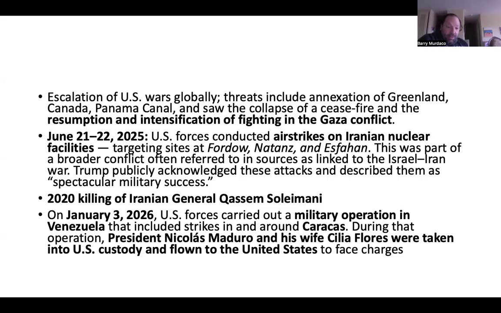On January 3rd of this year, U.S. forces carried out a military operation in Venezuela, including strikes in and around Caracas. Of course, during this operation, the president, Maduro, and his wife were taken into U.S. custody and flown to the United States to face charges. This process is still ongoing now.